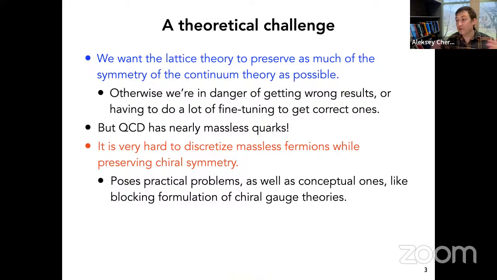But as with any powerful tool, there are always challenges. One basic thing: whenever you construct some discretization of a quantum field theory, one thing that you always want to try to do, if you can, is preserve as much of the symmetry of your target continuum theory as possible. The reason is probably pretty obvious. If you don't preserve, for example, all of the internal symmetries, then as you take the continuum limit, you are in danger of getting the wrong results, because you will not describe the continuum limit that you were hoping to describe.